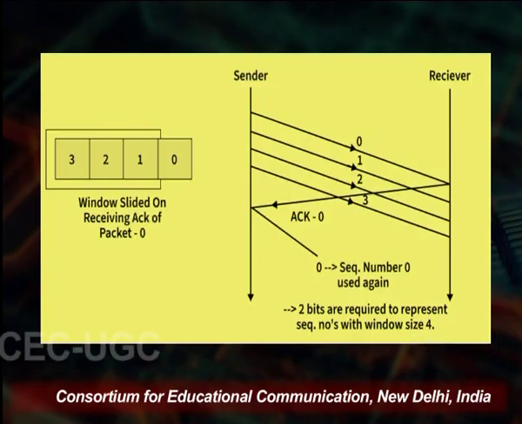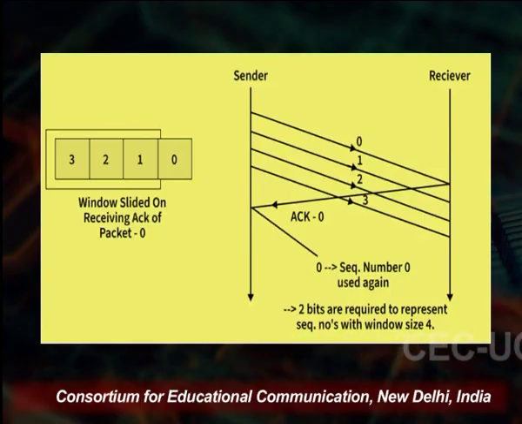Let us see how. In the next half of the screen, you can see a sender and a receiver. Our window is of size 4, so the sender can send 4 frames without waiting for the acknowledgement. It is going to send 0, 1, 2, and 3, without waiting for the acknowledgement of each. So, 4 frames it has sent, and now it will wait for the acknowledgement.